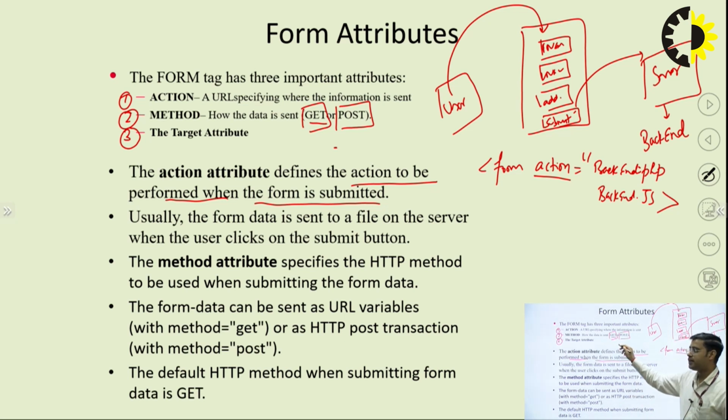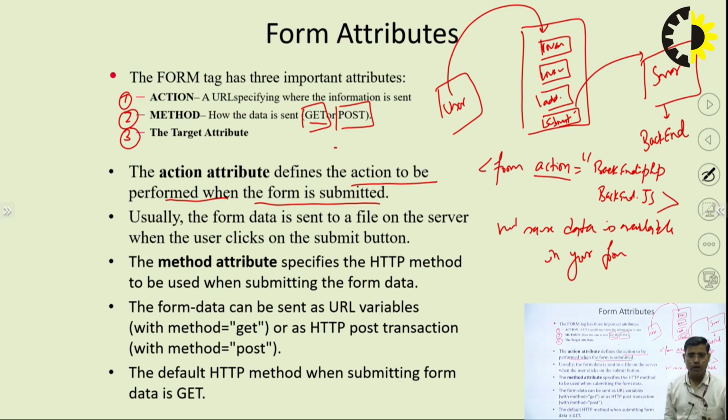The get method is used when there is no sensitive information, no secure data available in your form. That means you can use the method get when there is no such sensitive information. But you use post when inside your form there is some sensitive information like a password.